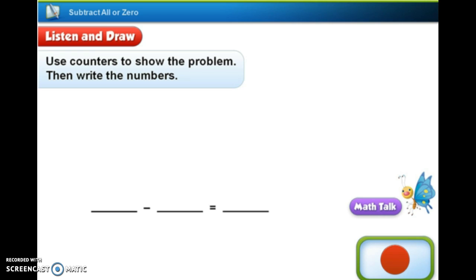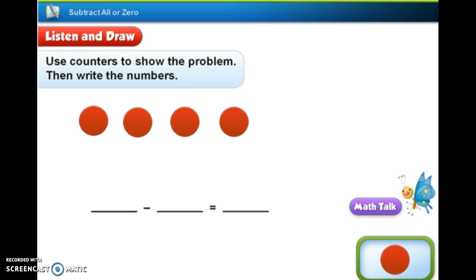Okay, I'm going to use my red counters, and I want you to draw circles to show the number of toys that were on the shelf. All right, so we have 1, 2, 3, 4. 4 toys were on the shelf.